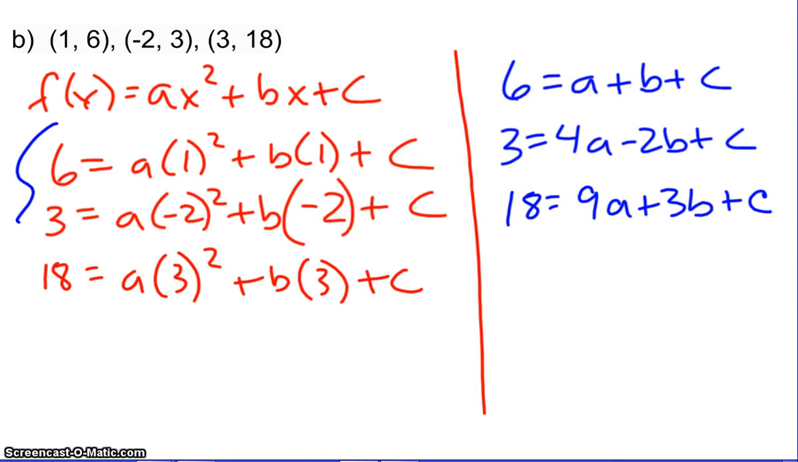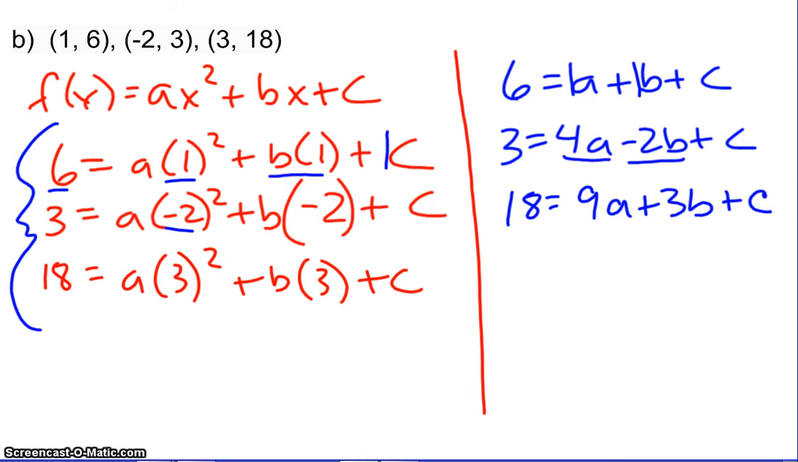So these over here are the 3 that you're going to get when you're plugging in the ordered pairs. And then when you simplify that, 1 squared times a, you're going to get the 1a. 1 times b, and you're going to get your 1b, plus your 1c equals 6. Simplify over here, you're going to get negative 2 squared, which is 4a, negative 2 times b, which is negative 2b, and etc., and you're going to get your 3 equations.